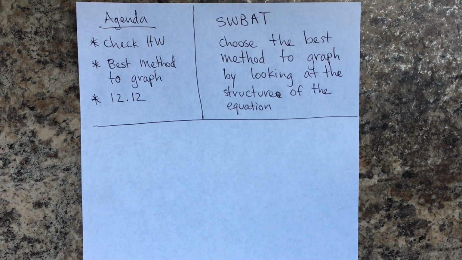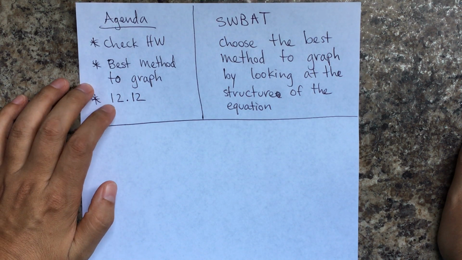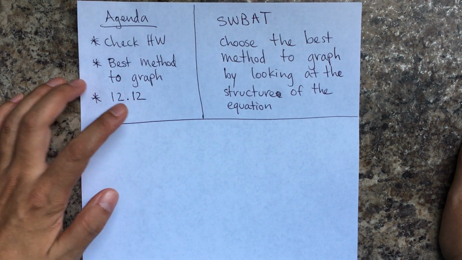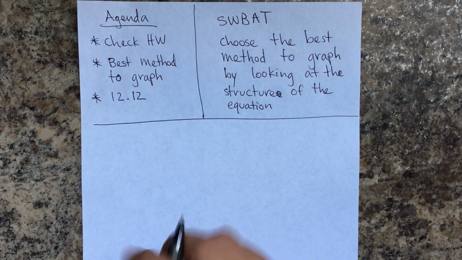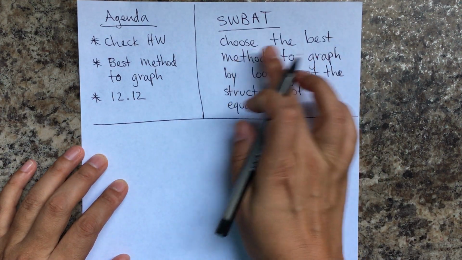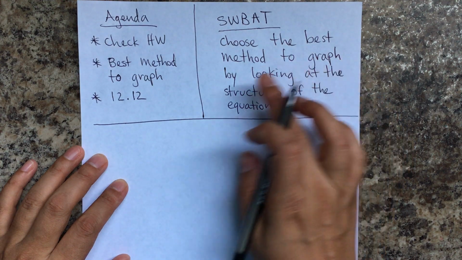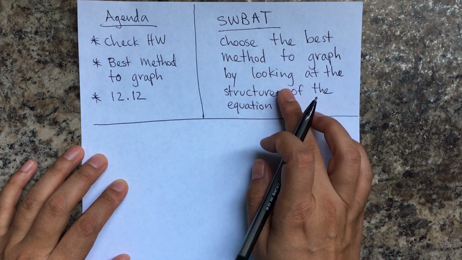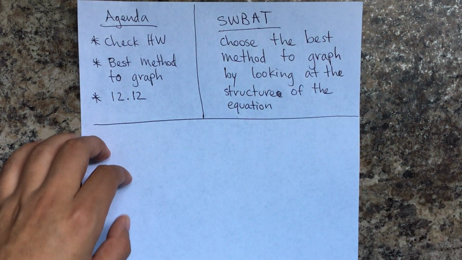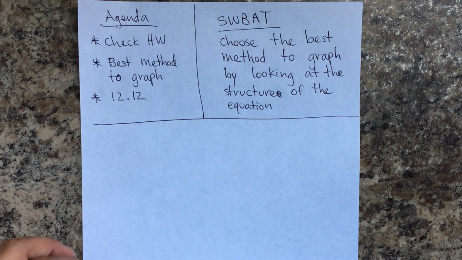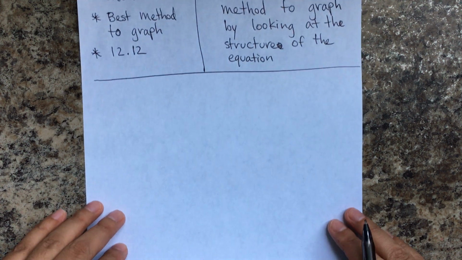You will be learning the best method to graph and you will be able to do page 12. Today students will be able to choose the best method to graph by looking at the structure of the equation. Okay, and so we've been learning 3 different ways already to graph. And I'm going to show you right here.